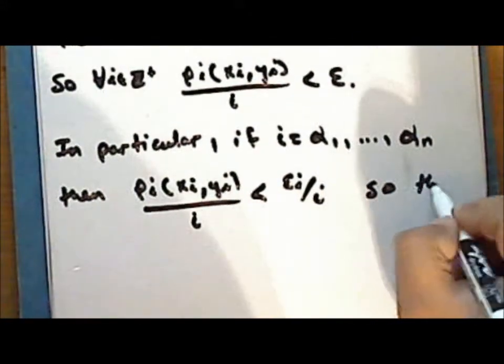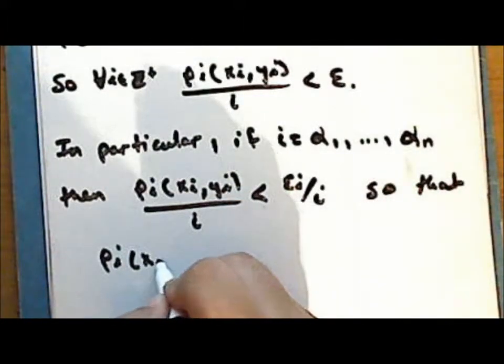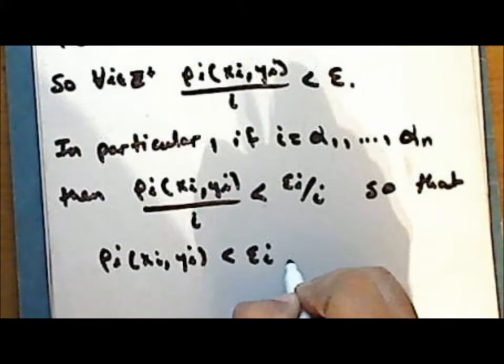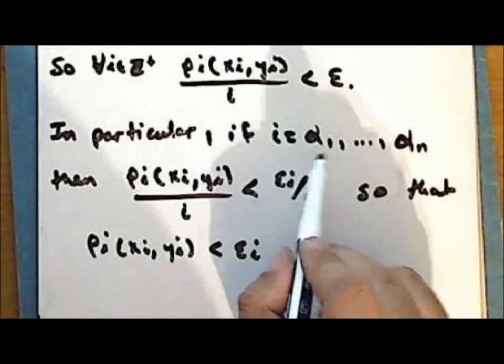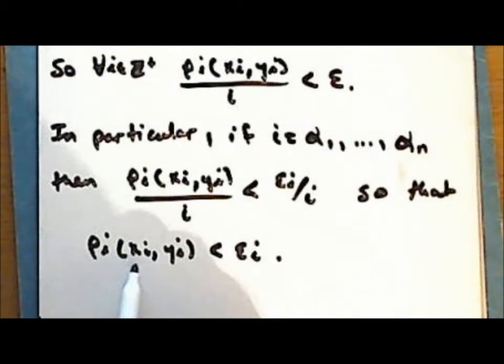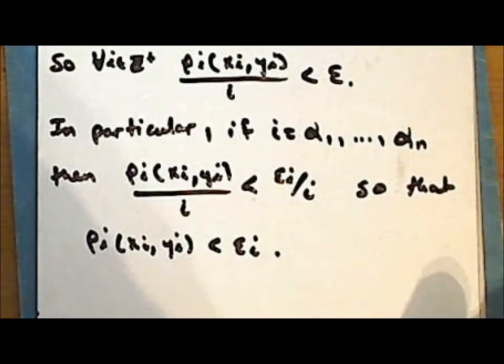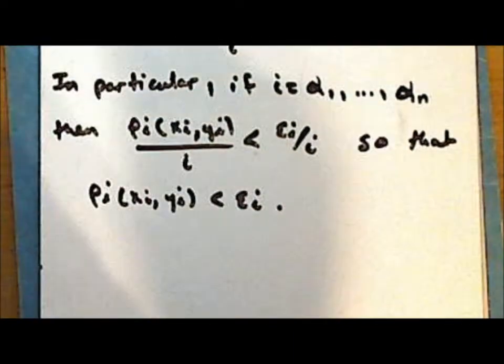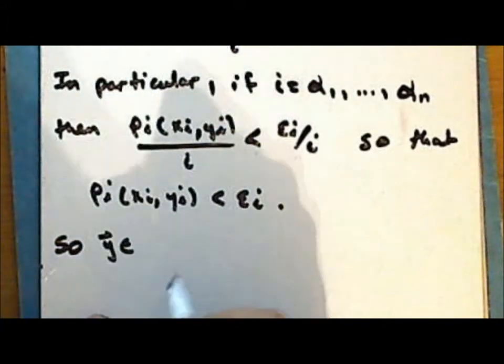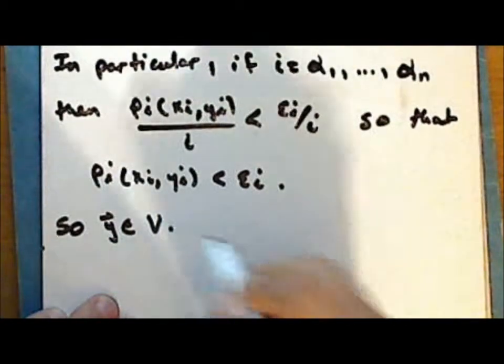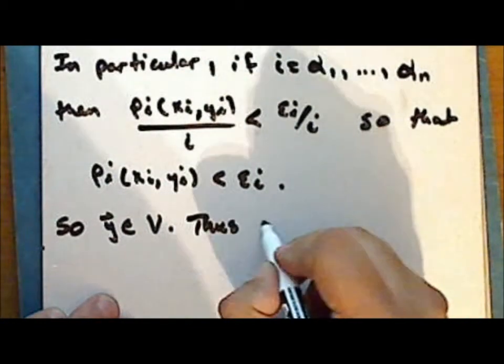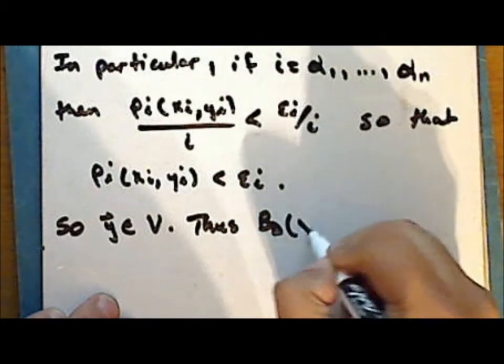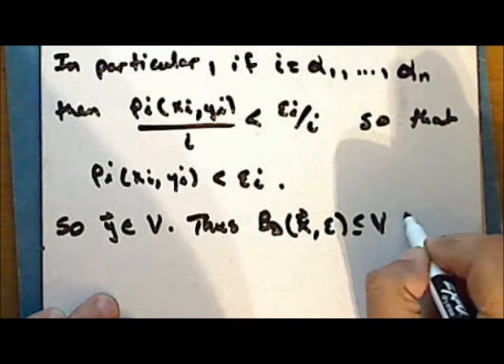so that rho sub I from the point x sub I to y sub I is less than epsilon sub I. So for these values of the index I, being alpha 1 through alpha n, the distance from x sub I to y sub I is less than epsilon sub I. So the point y sub I is in the open ball under the metric rho sub I with radius epsilon sub I, and otherwise for all other values of I is in the entire space X sub I. And so we have that the point y is in the set V, and we have demonstrated that the open ball under the metric D centered at the point X with radius epsilon is a subset of the set V, which is itself a subset of the set U.